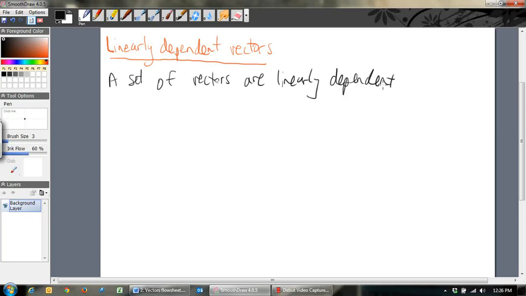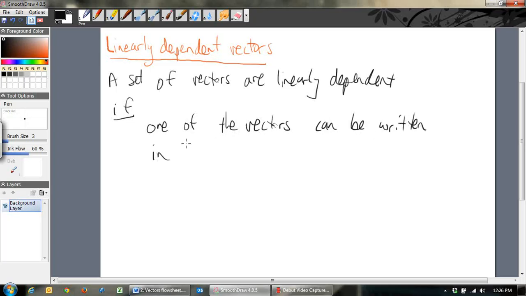Linearly dependent if, okay, and you really need to understand this. If you understand what I'm saying, then when you do the algebra it will make more sense. So a set of vectors, whether it's two vectors or three vectors, it will only be two or three because we're only working in 2 dimensions or 3 dimensions. A set of vectors are linearly dependent if one of the vectors can be written in terms of the others.